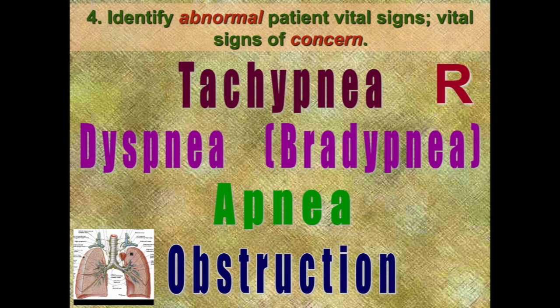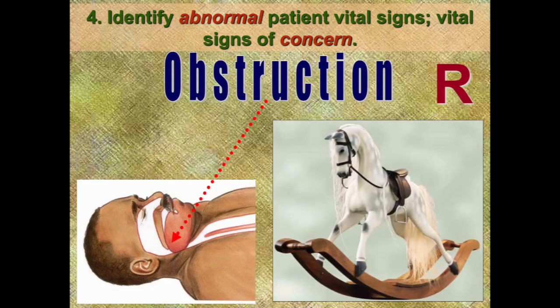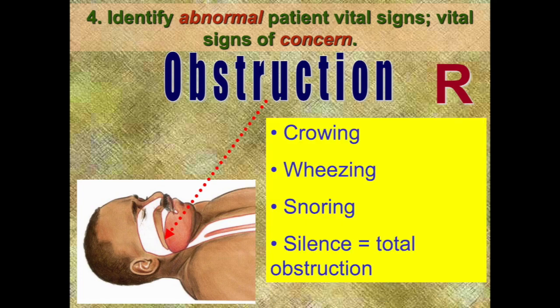With breathing, we've got rapid breathing, tachypnea, dysfunctional breathing, slow breathing, dyspnea, bradypnea. No breathing is apnea. That's usually due to obstruction. The big obstructor is the tongue, and you'll see as the diaphragm contracts, and then there's no expired gas, they will be in a rocking horse type of pattern because no gas is moving. If there's crowing, wheezing, snoring, the patient is barely squeaking air by, and again, silence is total obstruction.